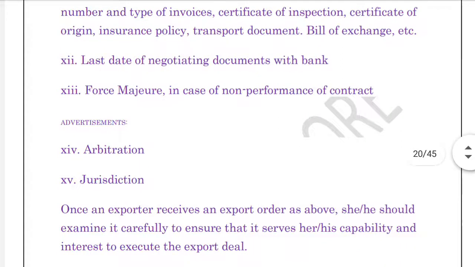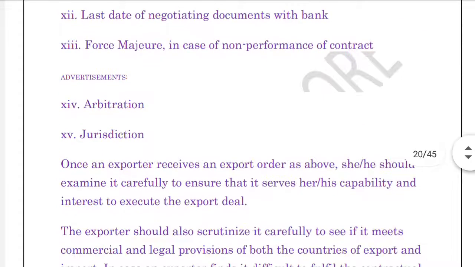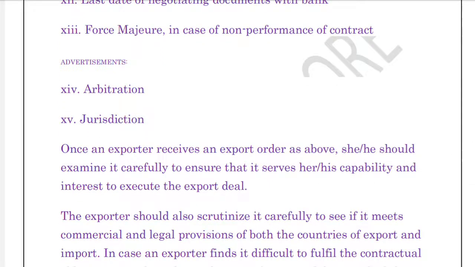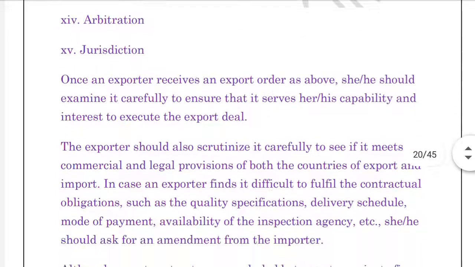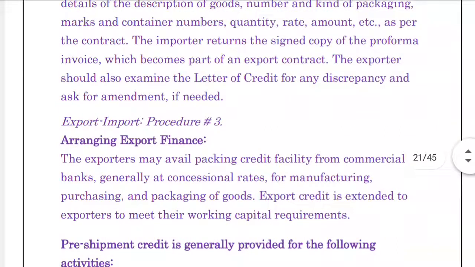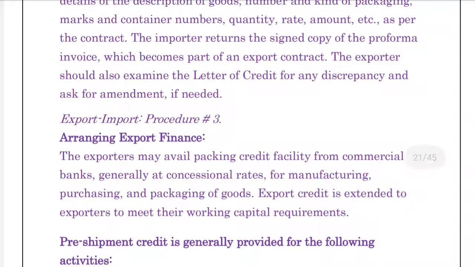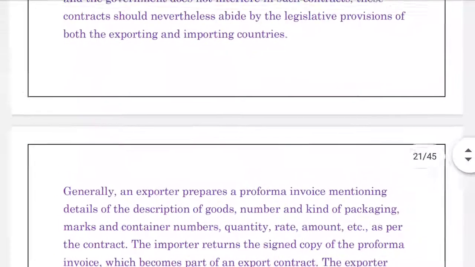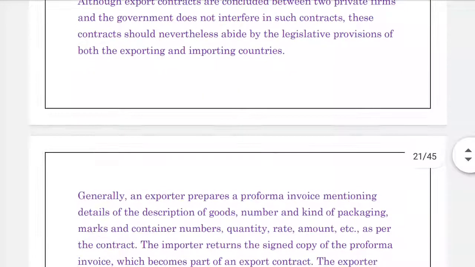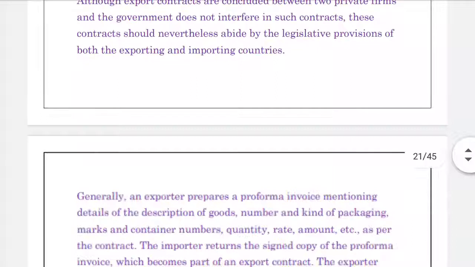Then force majeure in case of non-performance of the contract. These are the dispute settlement procedures, arbitration and jurisdictions. So these are what we will use in the case where we are not getting payment from our buyer.